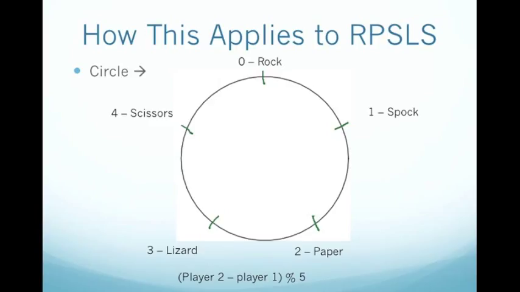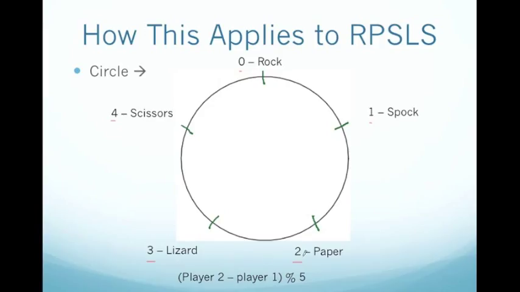Now for the moment we've all been waiting for. How all this applies to rock, paper, scissors, lizard, Spock, this week's mini project. So here I have a circle diagram from one of this week's lectures. At various points along the circle, there are the 5 choices in the game: rock, Spock, paper, lizard, and scissors. Each of these choices corresponds to a number. Rock is 0, Spock is 1, paper is 2, lizard is 3, and scissors is 4.